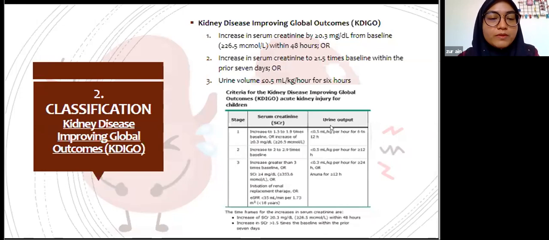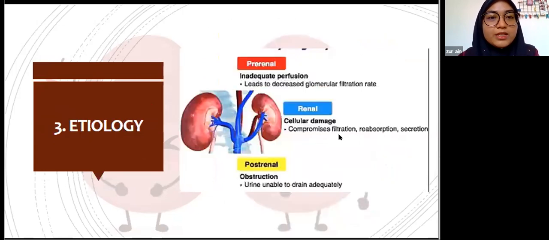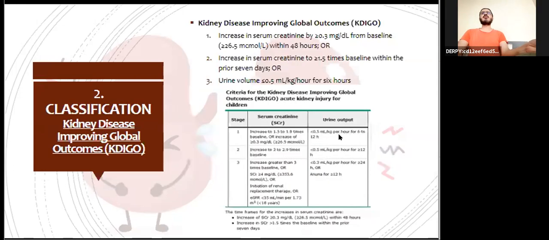Okay, which can be divided into stage 1, stage 2, and stage 3, which is very simple. So basically, that's it for the classification. Now, pRIFLE. pRIFLE is the famous one. You can memorize pRIFLE. This is the famous one used here in Malaysia, used in my country, and I think it is more famous than the other. pRIFLE, the first one.